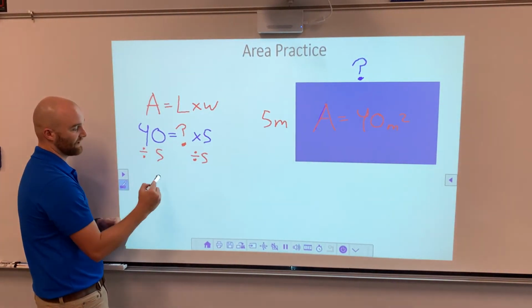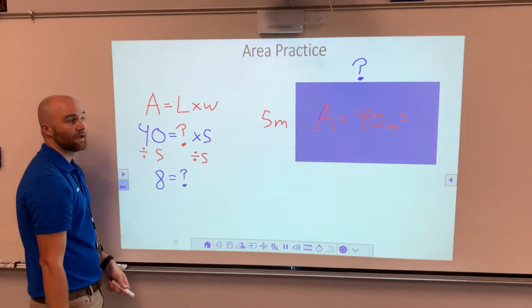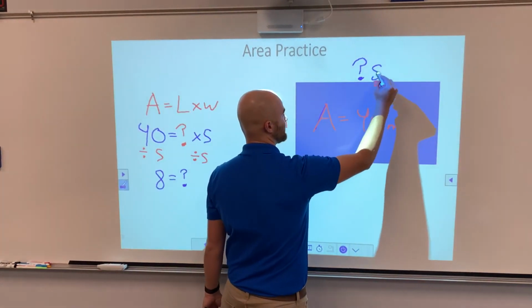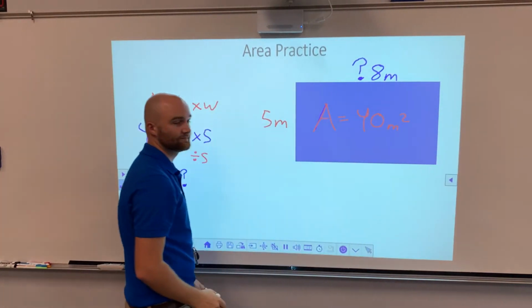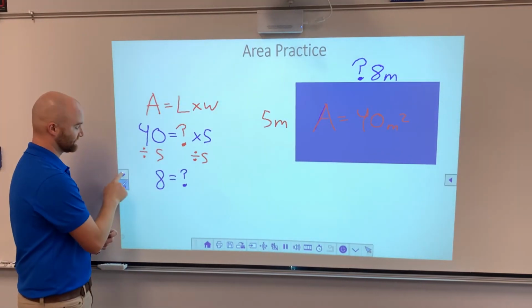40 divided by 5 gives me 8. 8 is equal to question mark. That means that this side up here is 8 meters. 8 meters. How'd you do? Did you get that one? If not, don't worry, we're going to try 2 more problems.